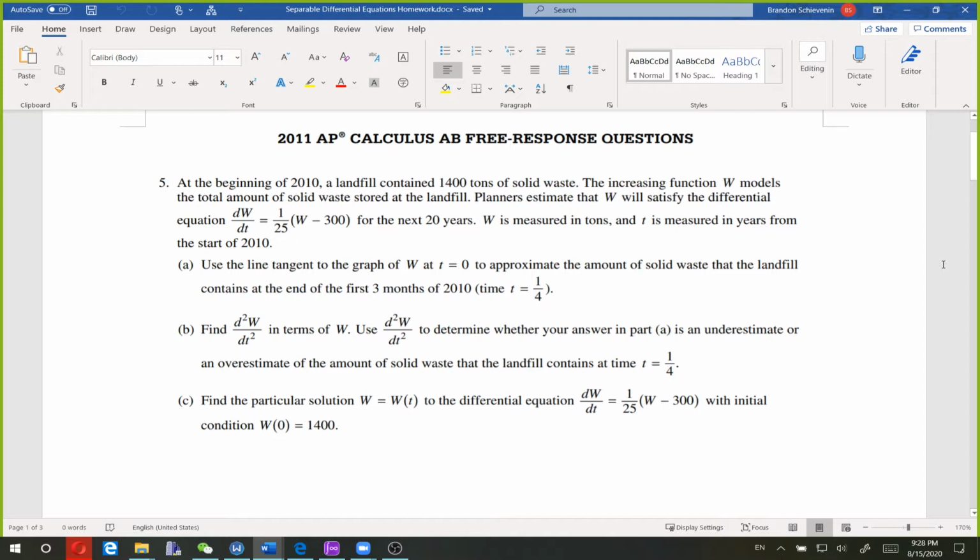Okay, so at the beginning of 2010, we have a landfill that had 1,400 tons of solid waste. The increasing function W measures the amount of total solid waste that's stored at the landfill. The planners estimate that W will satisfy the differential equation dW over dt equals 1/25 of W minus 300 for the next 20 years. W is measured in tons, and t is measured in years from the start of 2010.